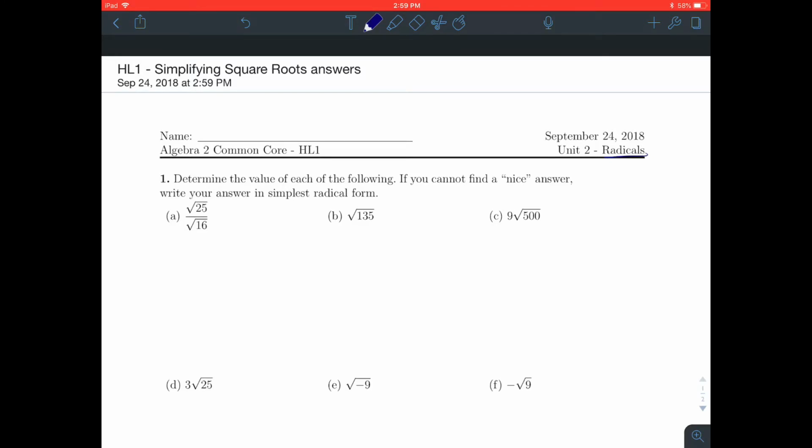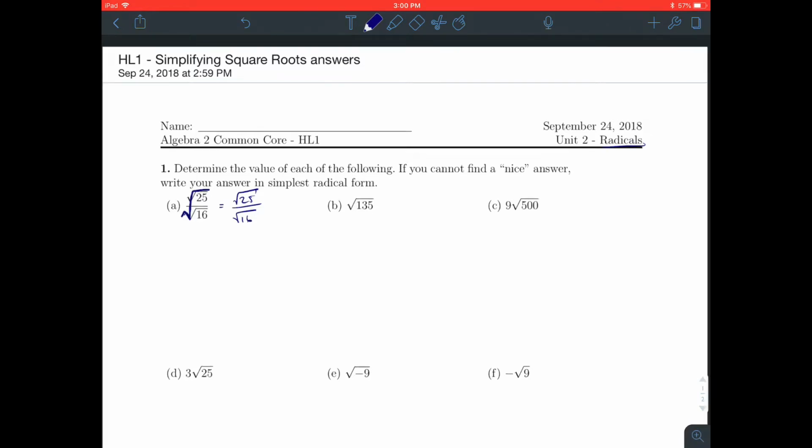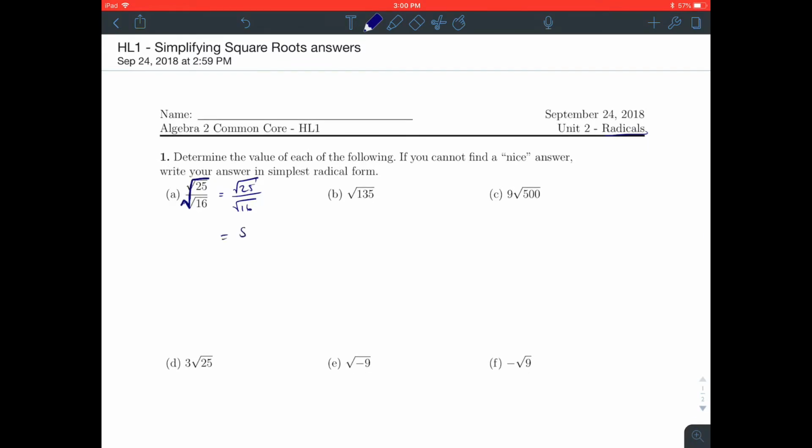For problem 1a, similar to the problem in class, I meant to have the square root initially starting over the entire fraction. So we have the square root of 25 divided by 16, which when you simplify it becomes the square root of 25 divided by the square root of 16 separately. Square root of 25 is a perfect square, which becomes 5. Square root of 16, 16 is a perfect square, so that becomes 4. So we have 5/4.